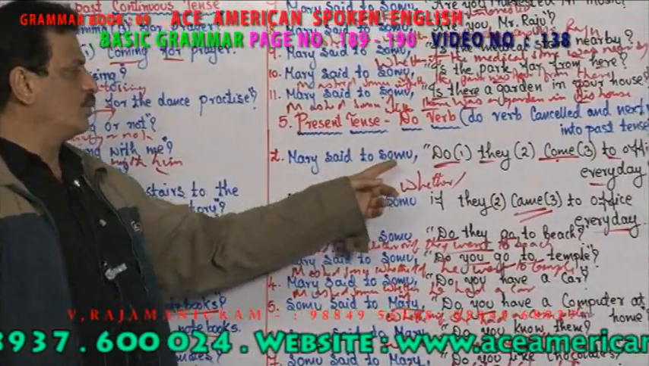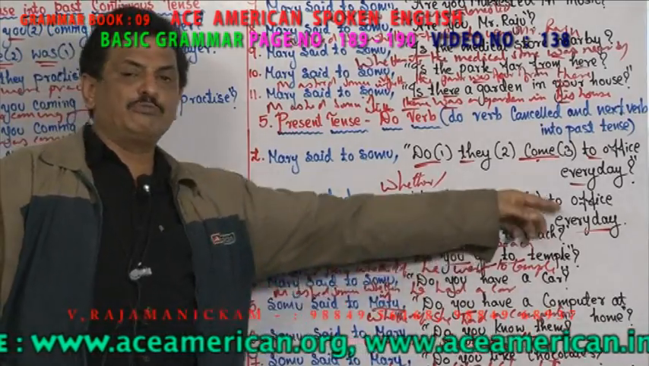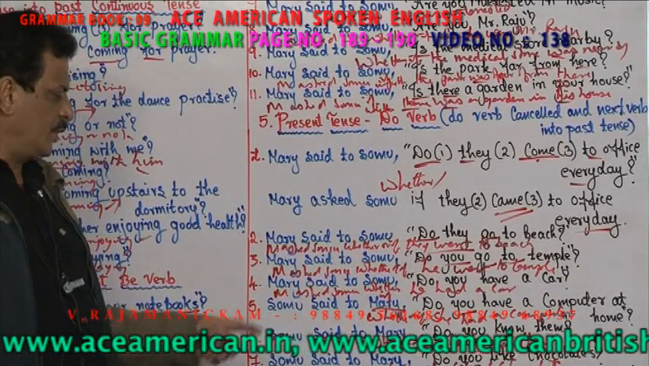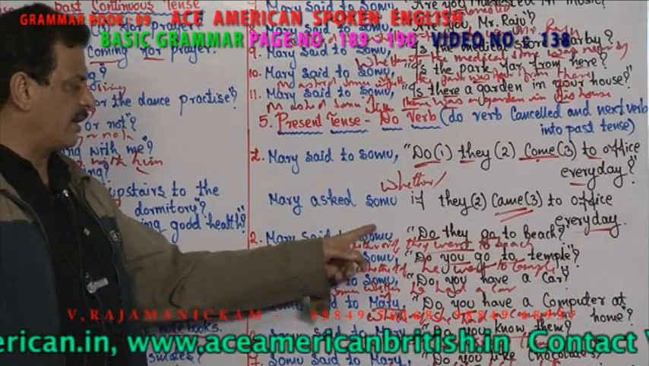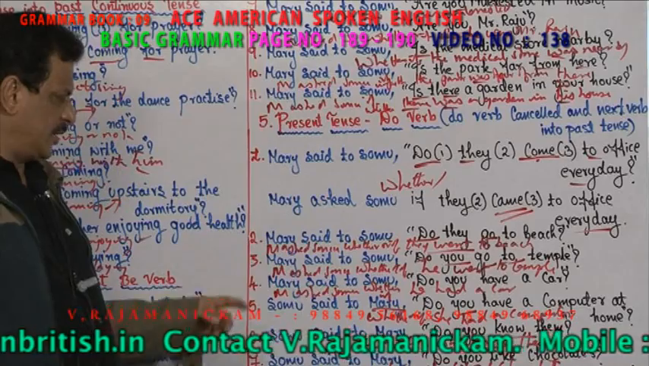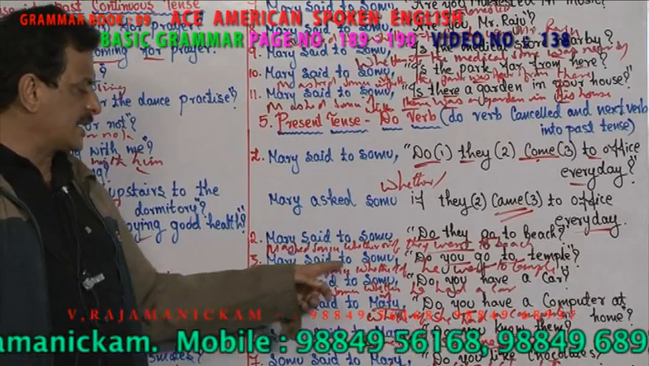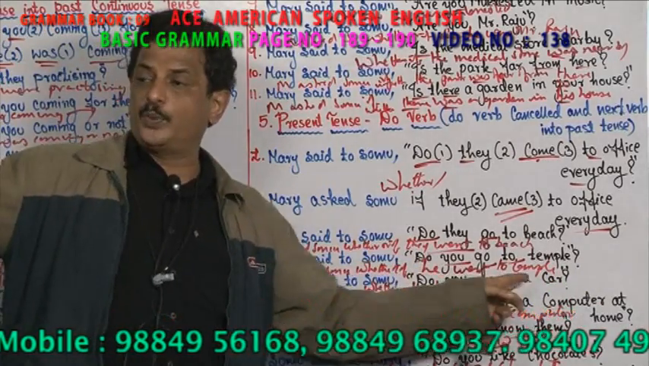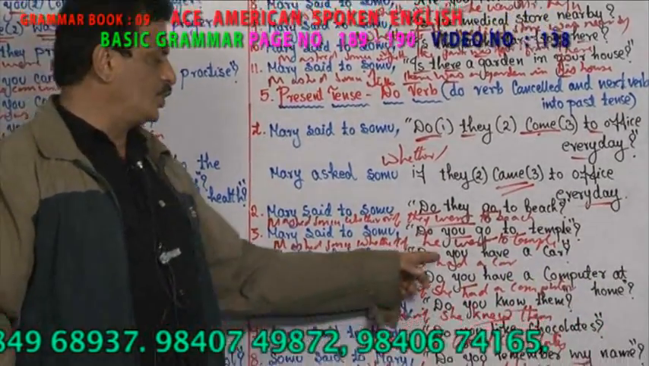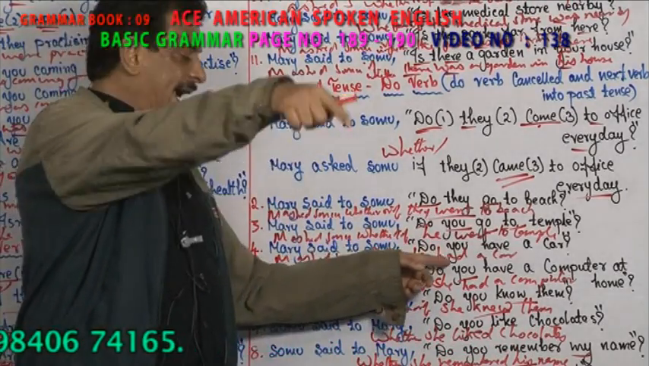So Mary said to Somu, do they come to office every day? Mary asked Somu whether or if they came to office every day. Mary said to Somu, do they go to beach? Mary asked Somu whether or if they went to beach. In reported speech, it must change. Mary said to Somu, do you go to temple? So Mary asked Somu whether or if he went to temple. Mary said to Somu, do you have a car? So Mary asked Somu whether or if he had a car.